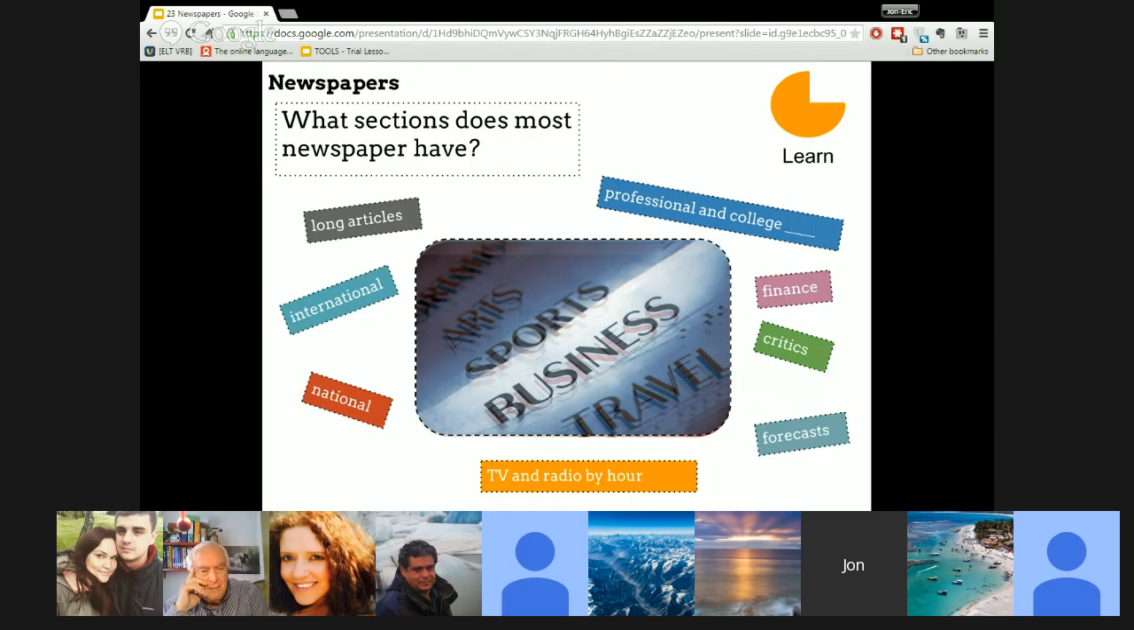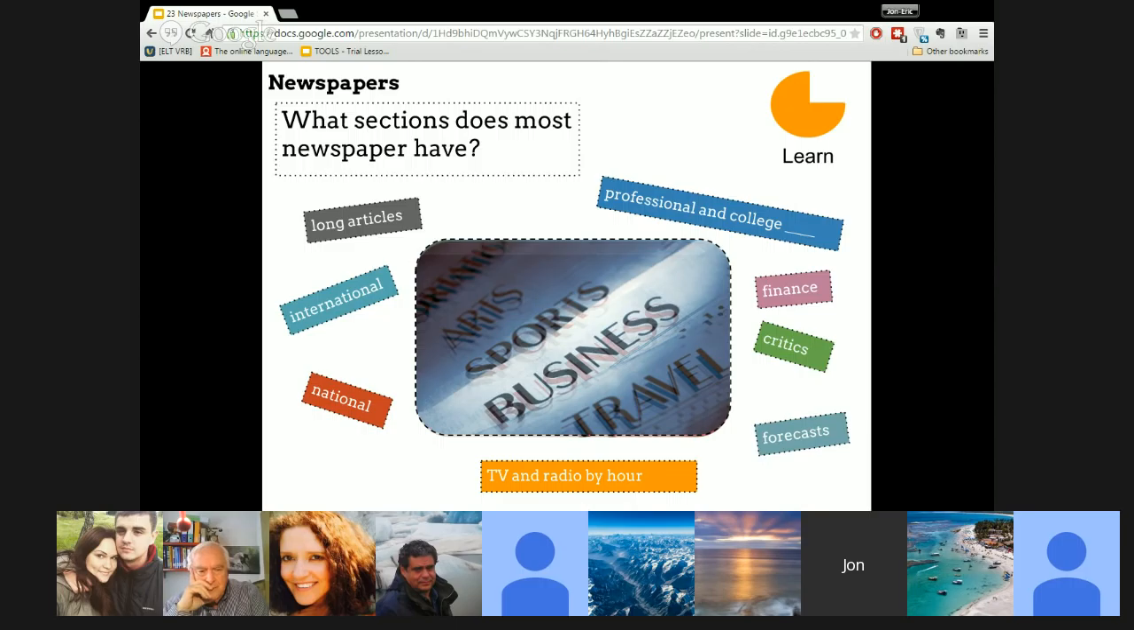So what would we call that part of the newspaper that relates to the kind of news? What do we call that section? Yes, news. National news. National news and long articles. And finance. All of these are parts of a newspaper.